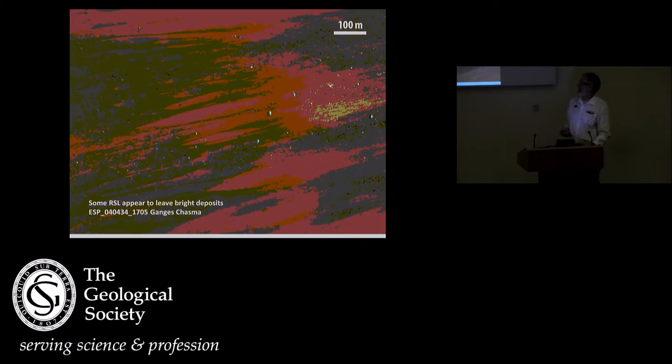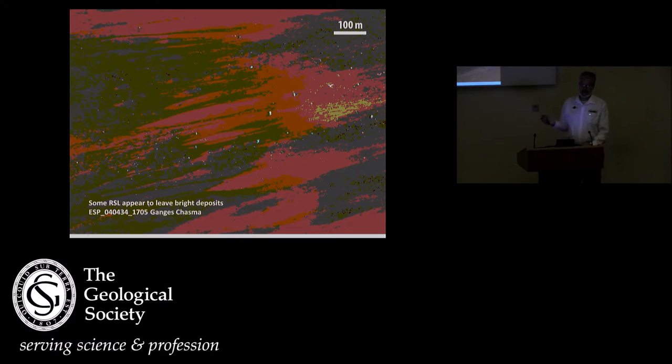Some interesting color variations. Now, we can't tell you what the composition is from HiRISE colors. It's influenced mainly by iron mineralogy, but iron can be just a trace contaminant within transparent salts. So that's what we see, but it doesn't mean that's the dominant composition.